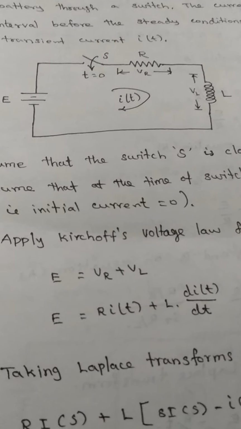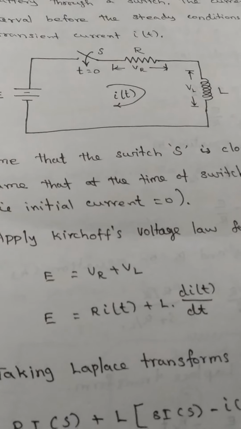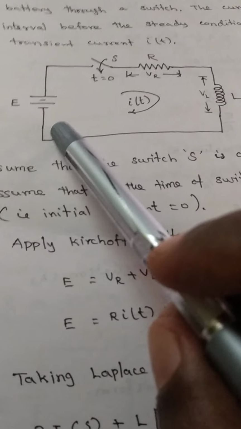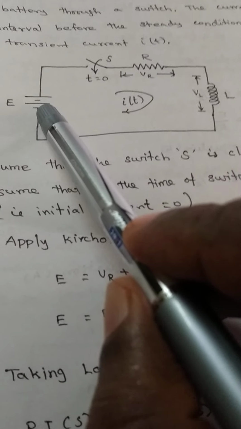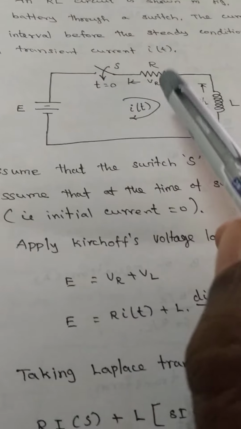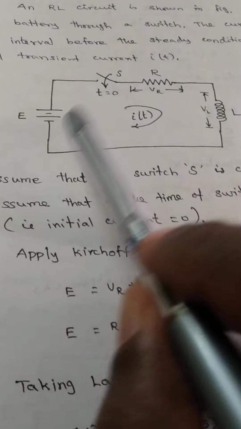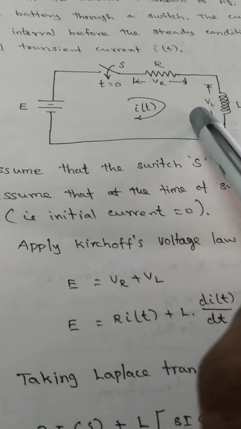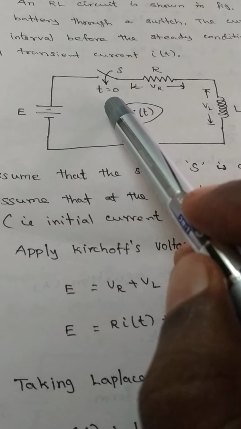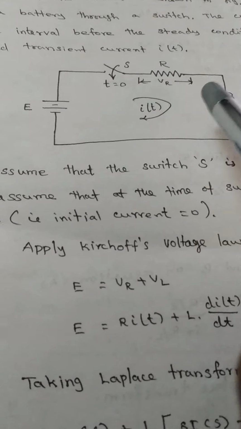The DC transient in an RL series circuit. Draw the RL series circuit: the battery voltage E, a switch, a resistance R and an inductance L. This is the transient current i(t). The switch is closed at the time t equal to 0.